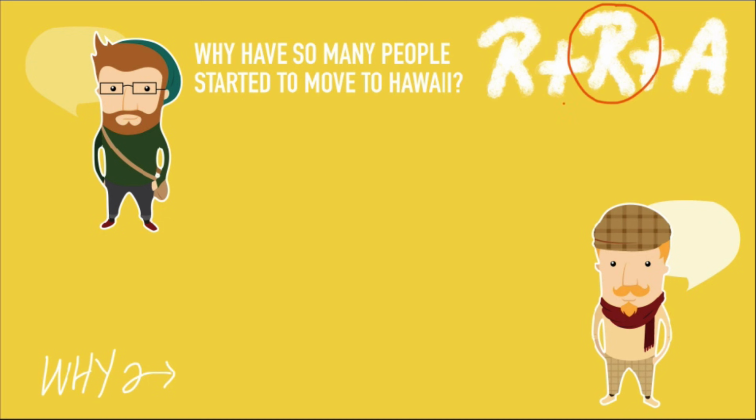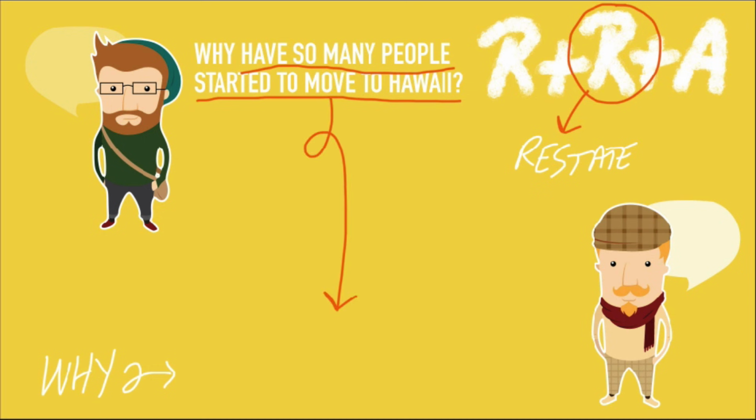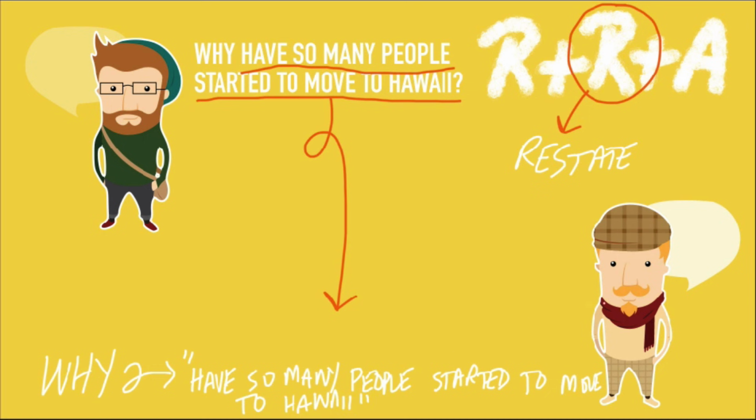Okay, the next step is R, and it means that we need to restate. Well, the only word that we used was Y, so the remainder of the sentence becomes the part that we must restate. So let's go ahead and just write it all out on the bottom so that we can use it when we answer. Here we go. Have so many people started to move to Hawaii. Okay, so this is what we're going to use when we answer the question. We're going to use this portion and restate it. Okay, so let's go to the last step.